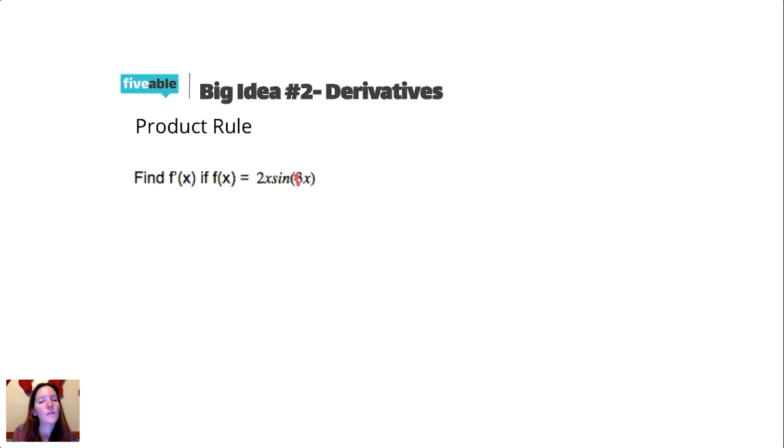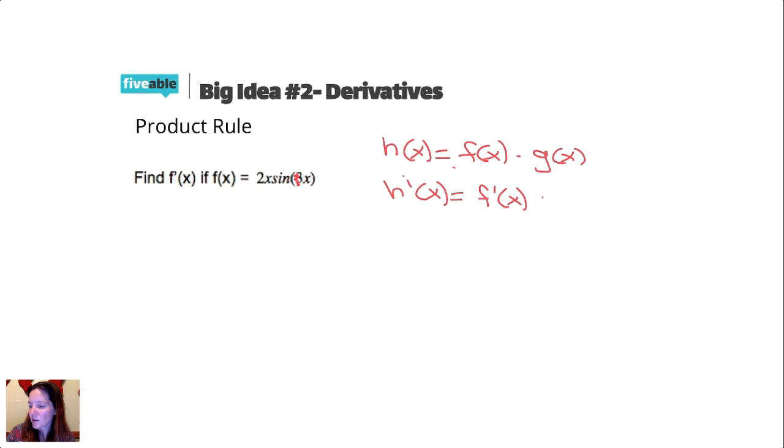So let's do product rule. There's this big fancy rule, right? Let me write this better. It basically starts with if h of x is f of x times g of x, then h prime of x is going to be f prime of x times g of x plus g prime of x times f of x.